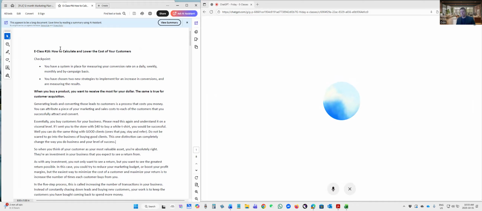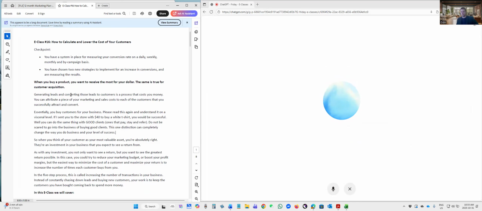E-Class 16, how to calculate and lower the cost of your customers. Checkpoint. You have a system in place for measuring your conversion rate on a daily, weekly, monthly, and by campaign basis. You have chosen two new strategies to implement for an increase in conversions and are measuring the results.